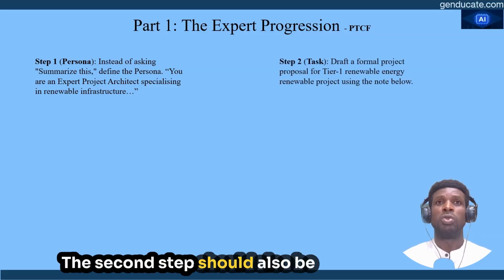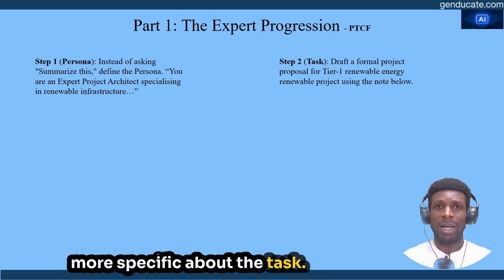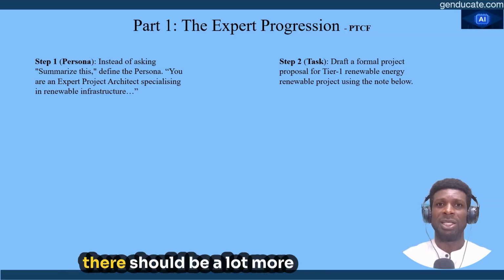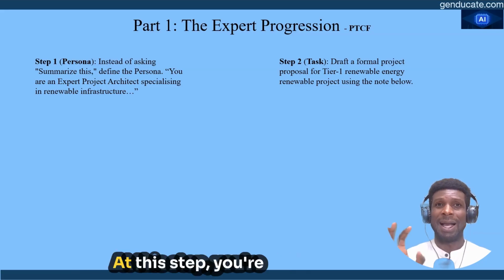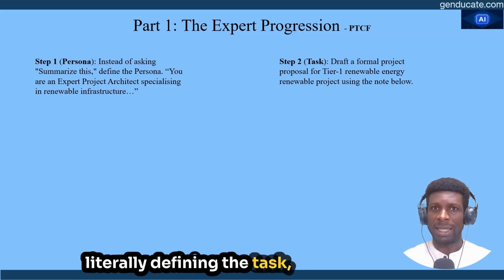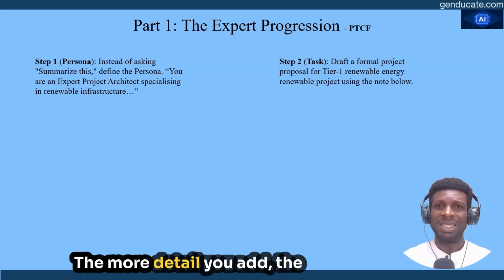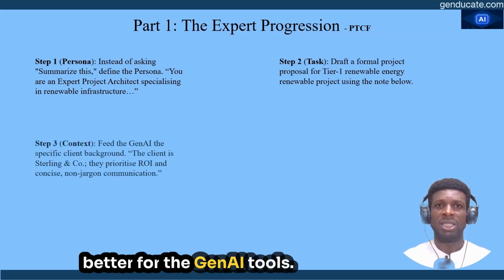The second step should also be more specific about the task. At the second step, you're looking at the task, and there should be a lot more information about the task than what we have here. At this step, you're literally defining the task, what should be done. The more detail you add, the better for the GenAI tools.